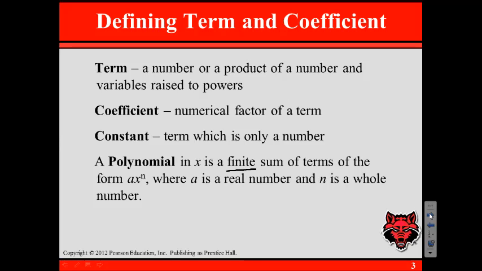A finite sum of terms of the form ax to the n, where a is a real number and n is a whole number. That's a wordy definition that you probably won't use. You have seen polynomials before, but now we're going to give them a name.